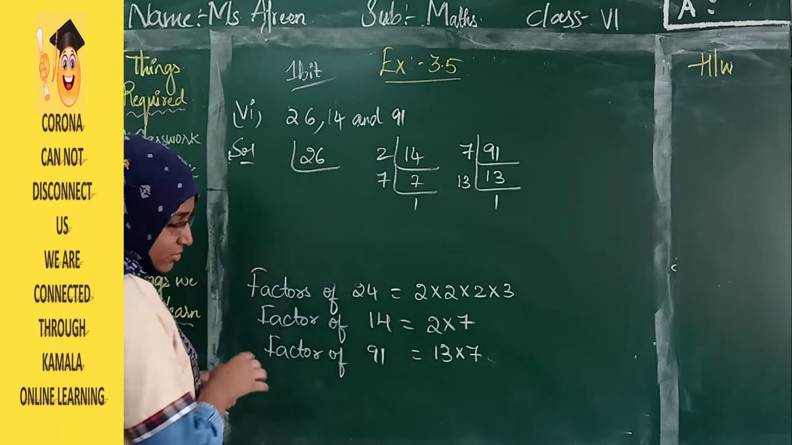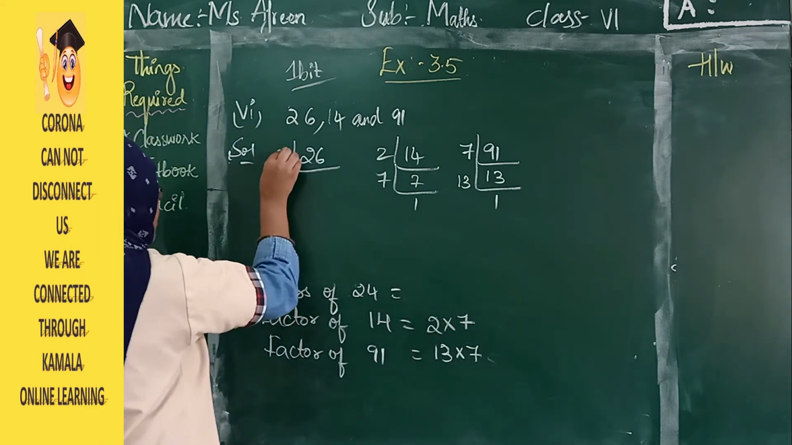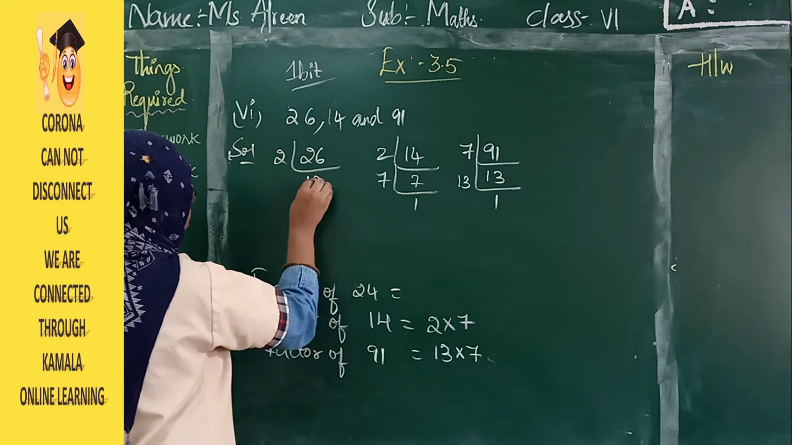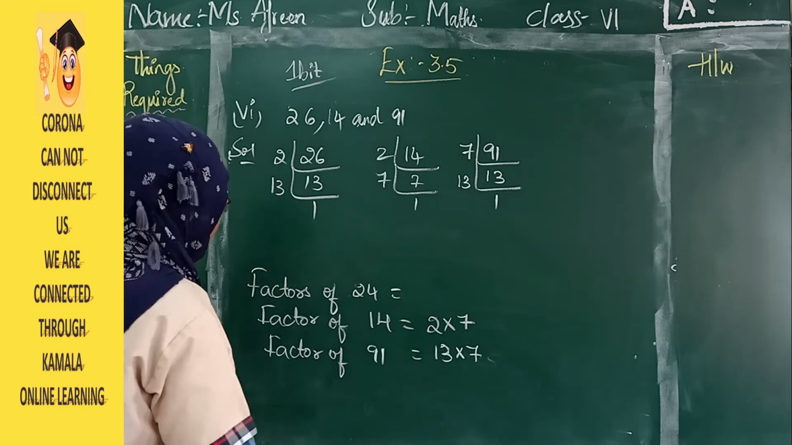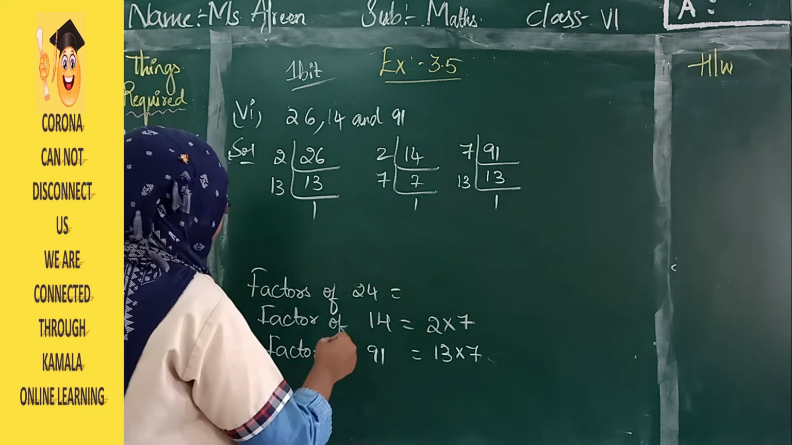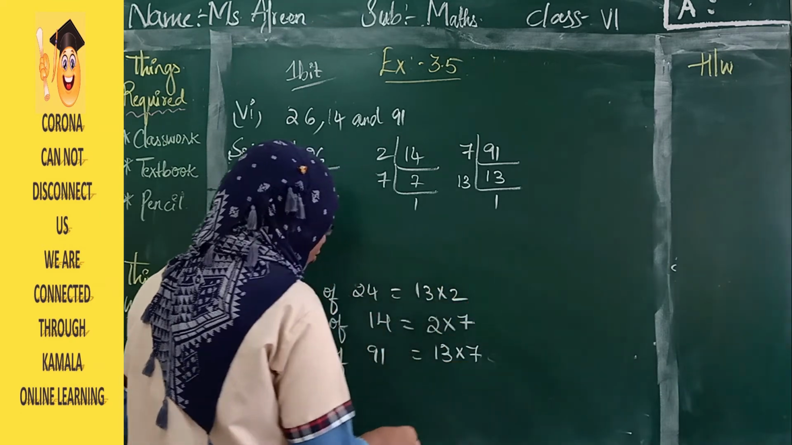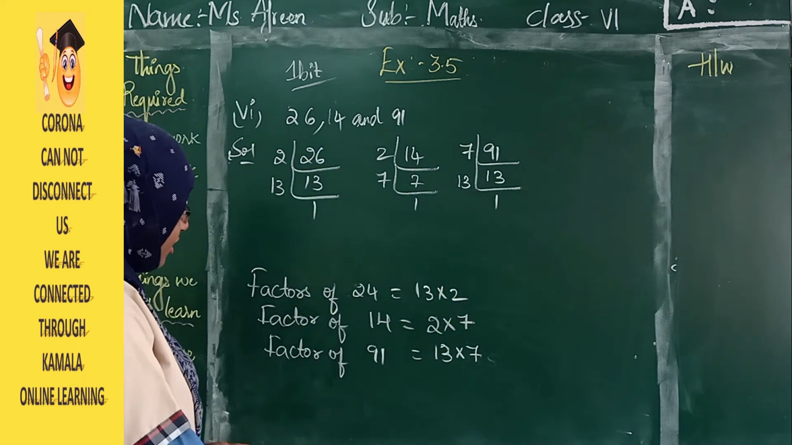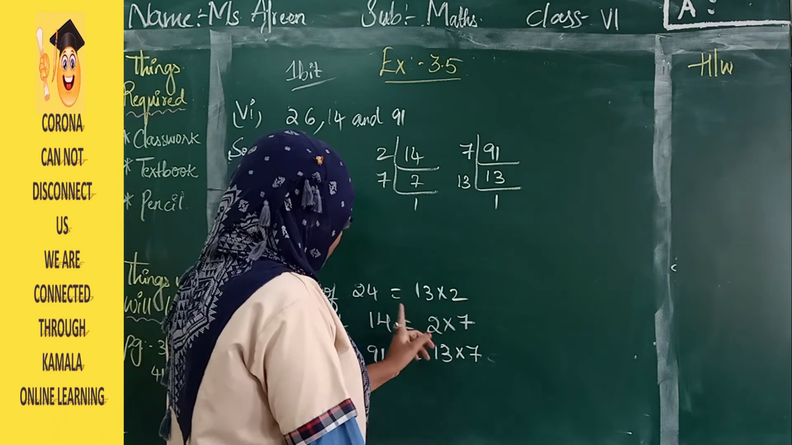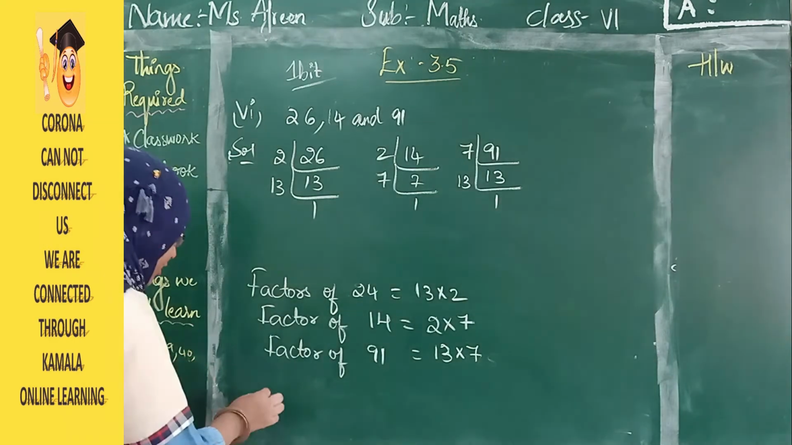So, this will be different. In the 2 table if we start, 2 ones are 2, 2 threes are 6, again 13 ones are 13. Okay. Now, what do we have here? 13 into 2. We have 13, 2 times 2, 2 times 7, nothing but 2 into 7 into 13.